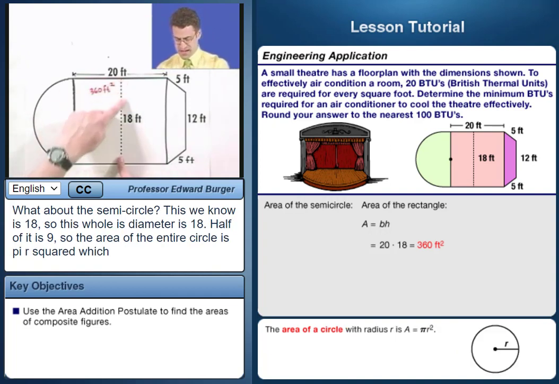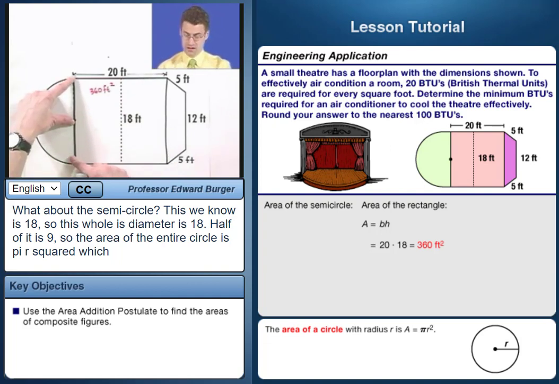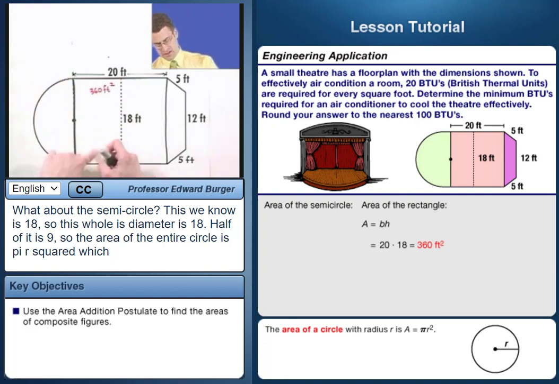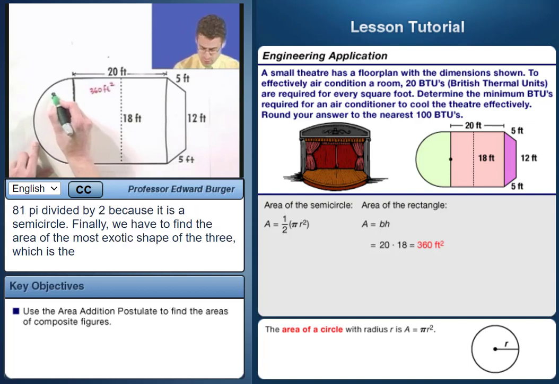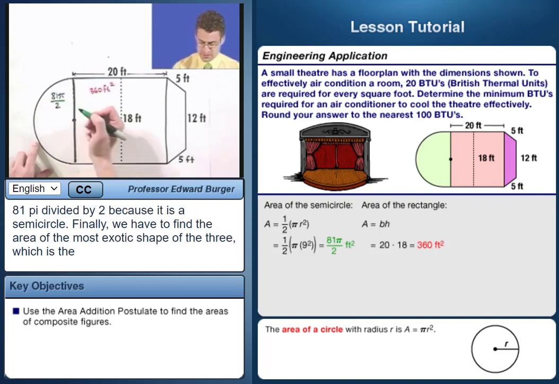All right. What about the semicircle? Well, this we know is 18, so this whole diameter is 18. Half of it is 9. So the area of the entire circle is pi r squared, which is pi times 9 squared, or 81 pi. But I want the semicircle, so don't forget you've got to take half of that. So we see 81 pi divided by 2, because it's a semicircle.